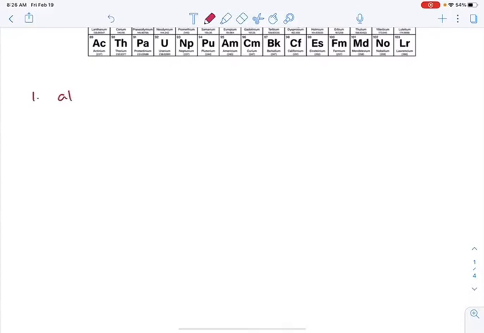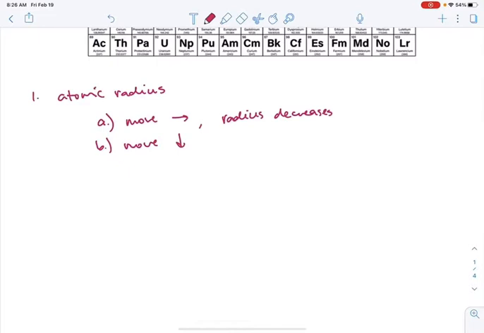So one, atomic radius. And what's going to be important for the assessment is to really know what the trends are. So atomic radius, as we move to the right across the periodic table, the radius decreases. As we move down a group, the radius increases. Okay? And that's pretty much just standard. That one's pretty straightforward.